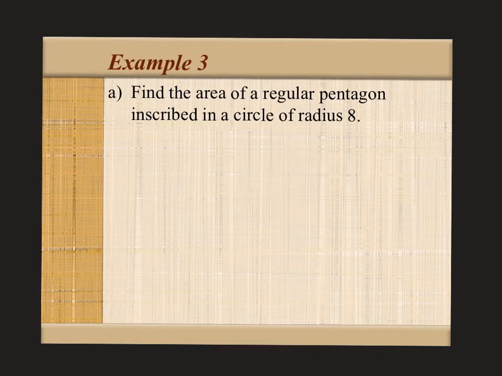I was just making sure you're paying attention. 1, 2, 3, 4, 5 sides. So I already know that. That's the one thing I know from its name. I still need the apothem, and I still need the length of each side. The only other piece of information I have is my radius, right?